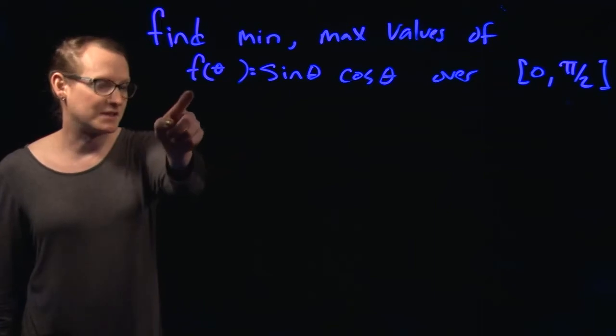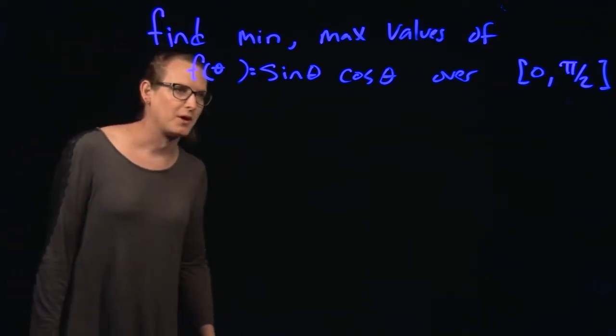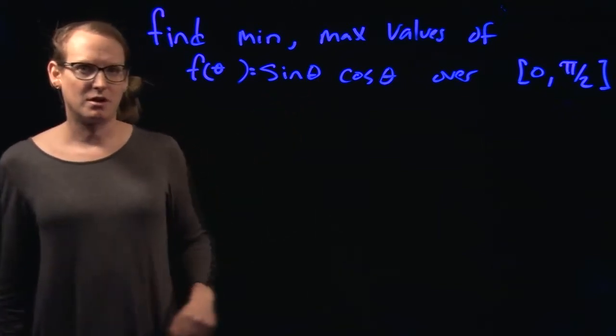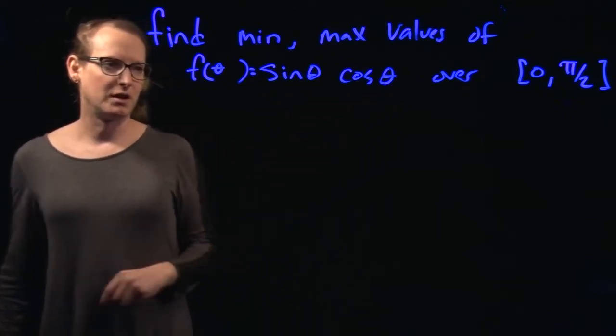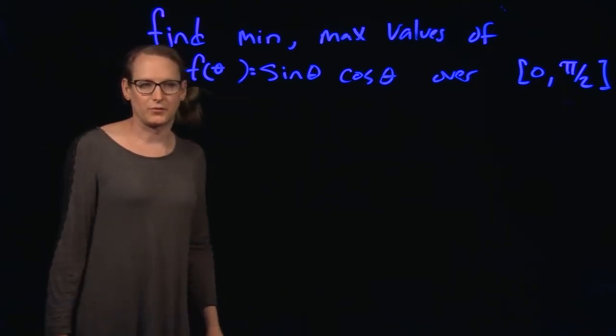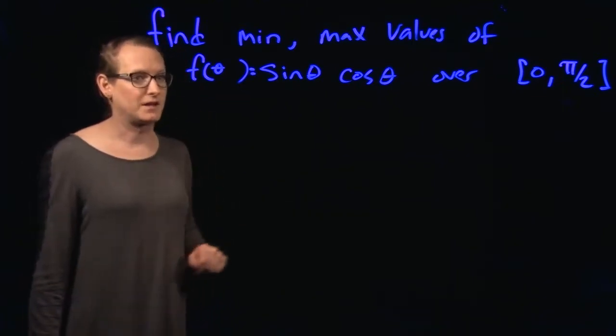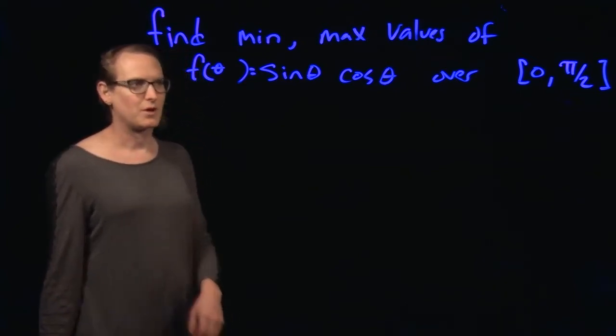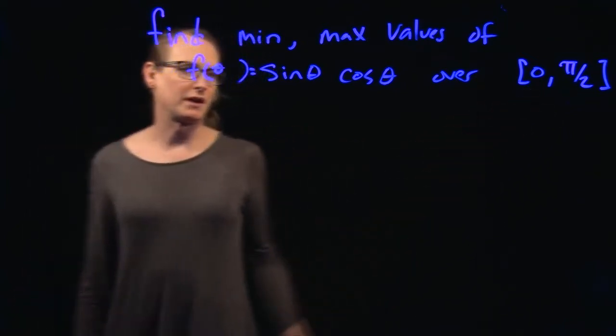Therefore, f is continuous. And then similarly, for differentiability, sine is differentiable. Cosine is differentiable. And the product of two differentiable functions is differentiable. So f of theta is, in fact, differentiable. So we have a differentiable function over some interval right here.